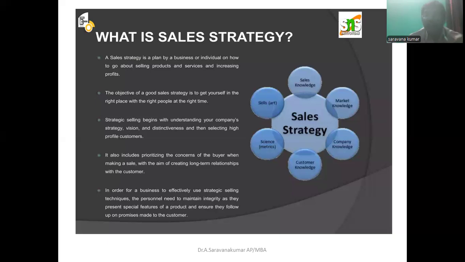So if you know the strategy, and you have knowledge about the particular product, you can easily sell the product to the customer.